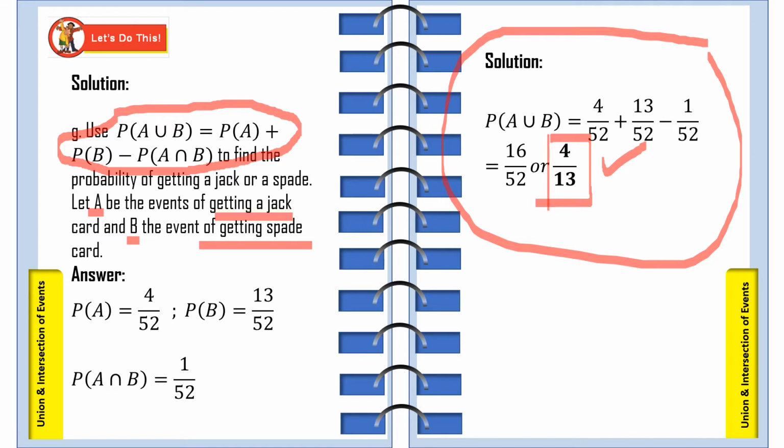So, continuation lang to ng ating previous tutorial about the probability of simple events. So, ganun lang din siya. Okay? So, I hope ay okay na yan. So, pwede na tayo. Clear na tayo dyan. So, pwede na tayo mag-proceed sa second question.